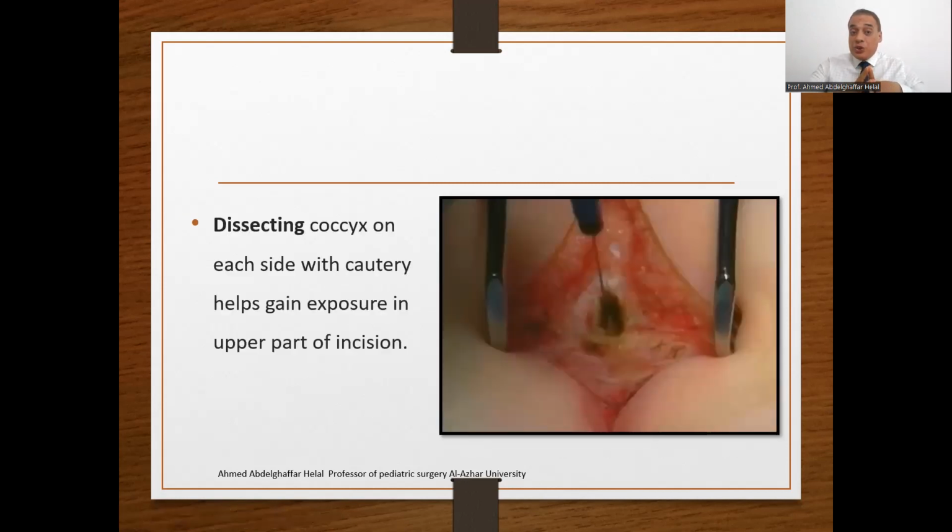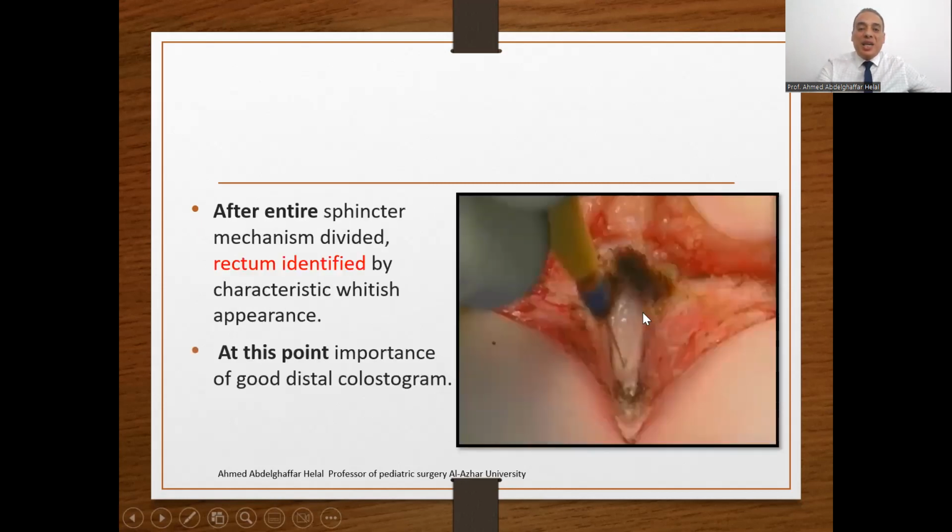Sometimes dissecting the coccyx will help to gain exposure in the upper part of the wound with a diathermy. This is the coccyx. Dissection on either side of the coccyx may be helpful. After the entire sphincteric mechanism is divided exactly in the midline, leaving equal muscle on both sides, regarding the parasagittal, the muscle complex and the levator, you will find this white tissue structure in the midline, which is usually the rectum. Its characteristic white tissue structure is well known to all pediatric surgeons.